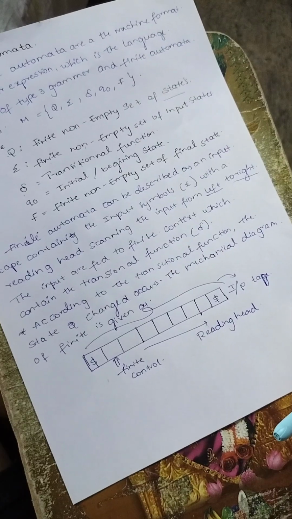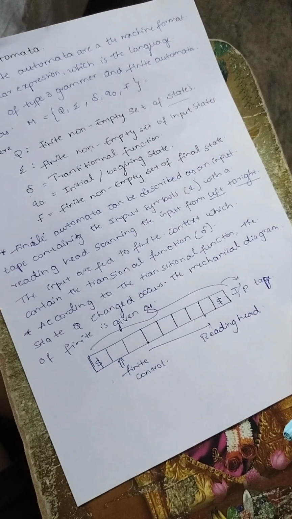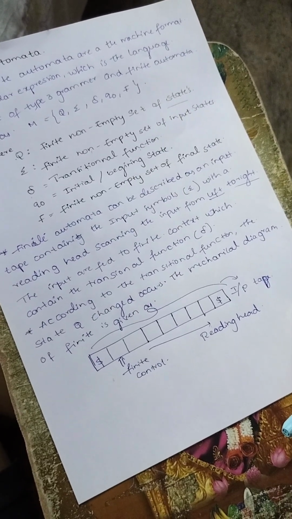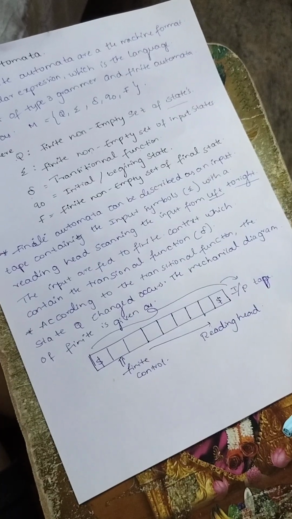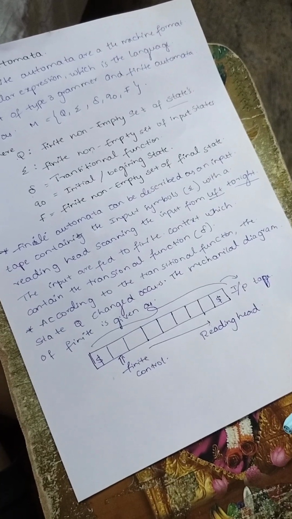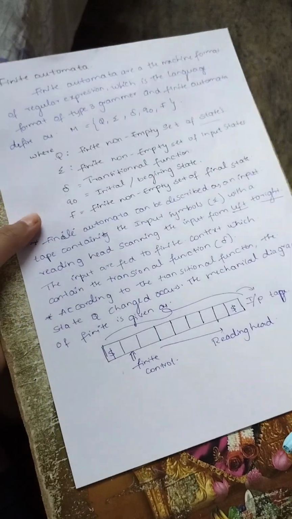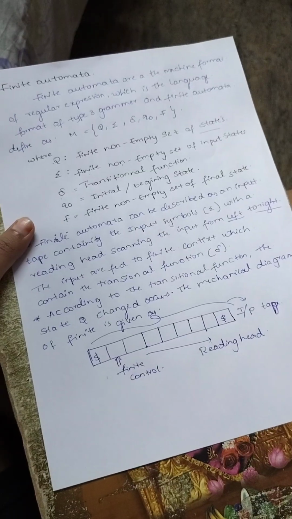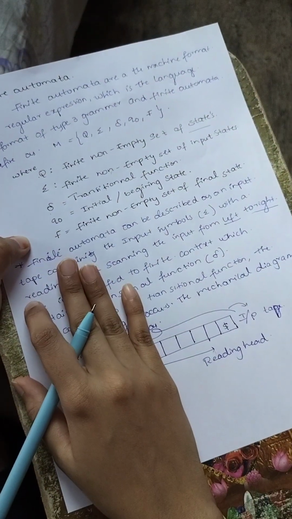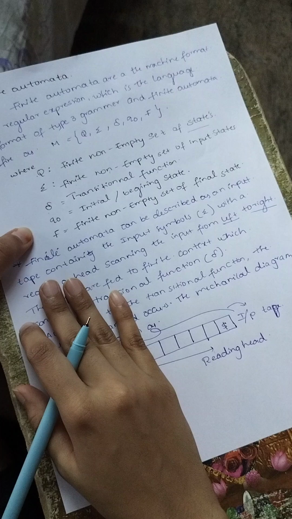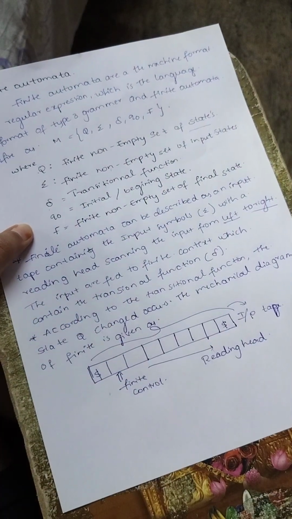So in this we will explain in detail about the input tape, reading head, finite control and the representation of the finite automata. So here we have seen all the representation of the finite automata. In the next video we are going to see the representation of the finite automata.